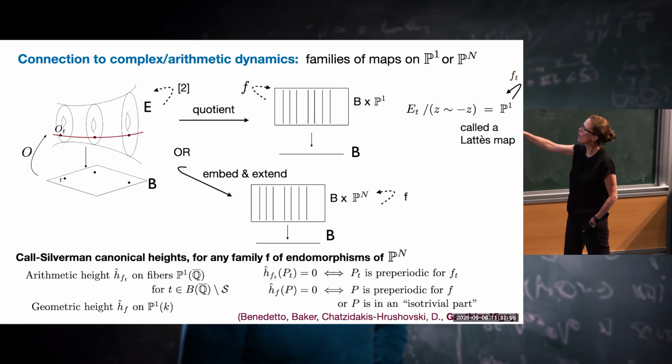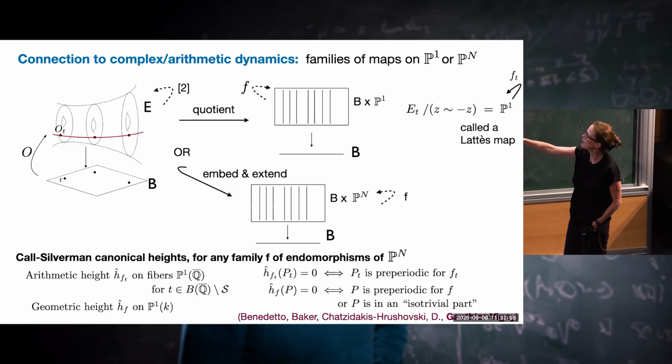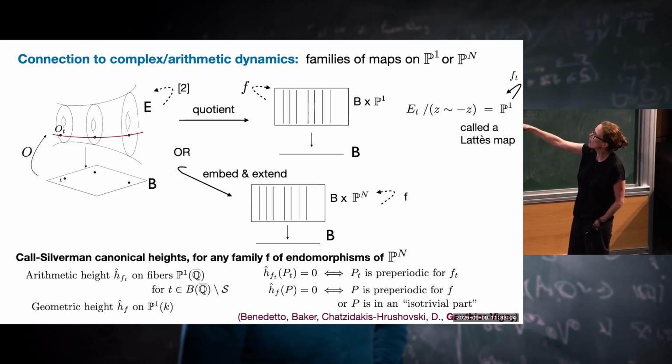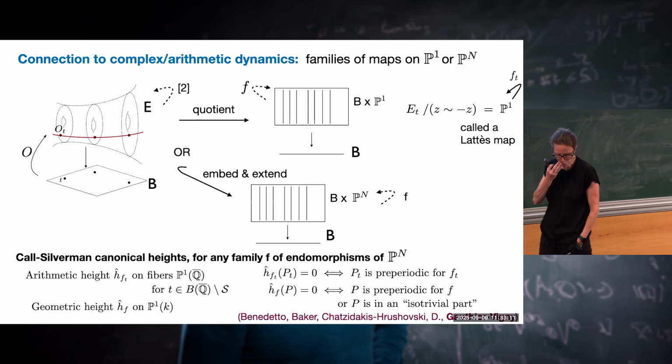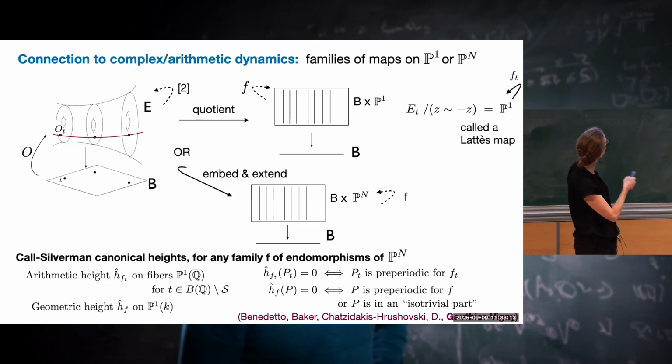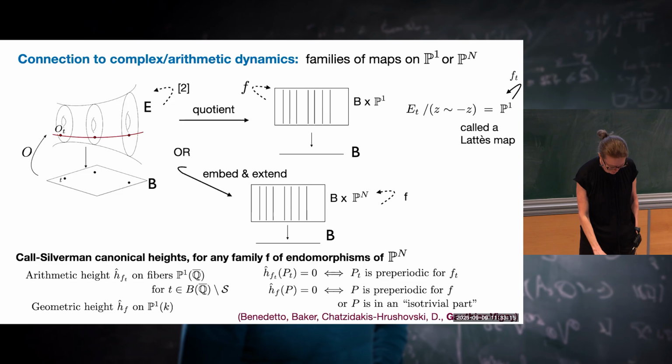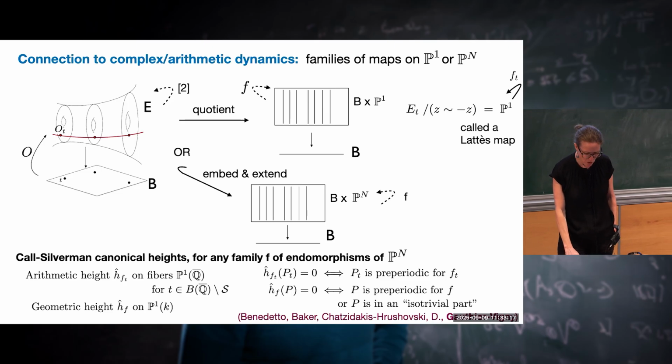And I wrote it for P1, but this makes sense also for Pn. And similarly, this is what I was saying, that height 0 for the dynamical height corresponds to pre-periodic. Okay. Of course, I'm going to ignore that point right now. All right, so going back to the elliptic curves.